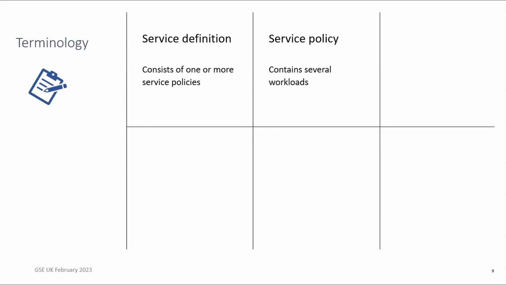A service policy contains several workloads. One service policy is active at a time, and that's whether it's a single LPAR or a parallel sysplex. If your LPAR is part of a parallel sysplex, there's only one service policy for all the LPARs in that sysplex.